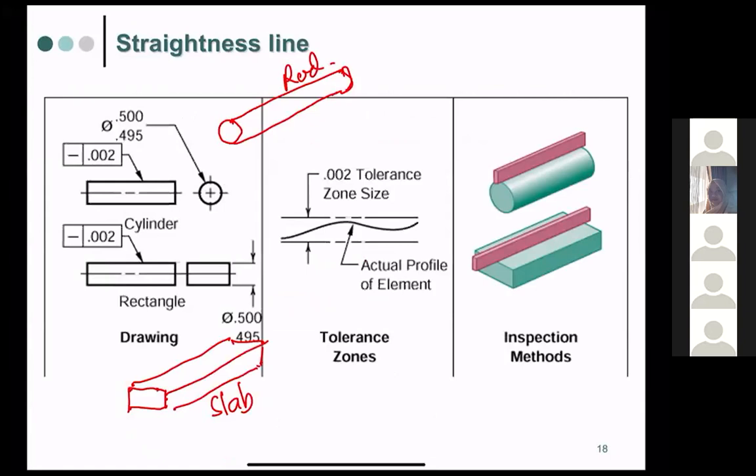There's a cylinder and then there's a rectangle. I don't understand which one is the actual object. Is it the one on the left, or the circle? So which one is the actual object and the reference? The actual object is this one, the green one.